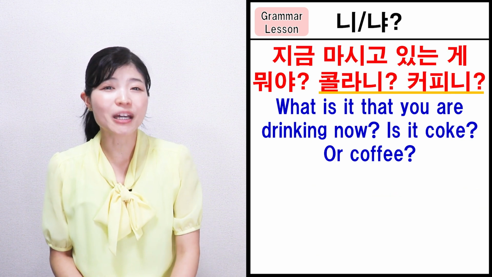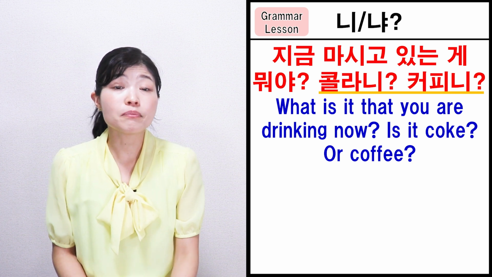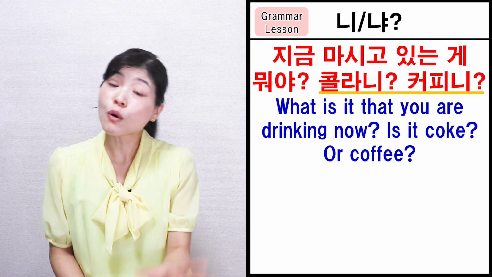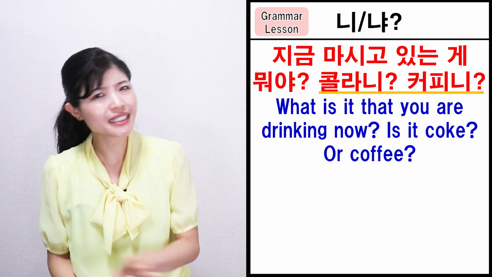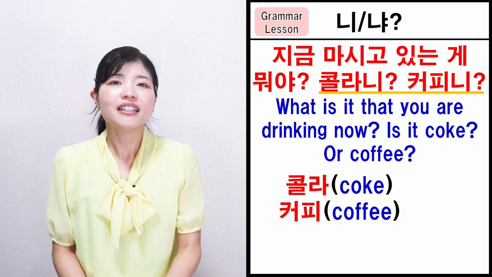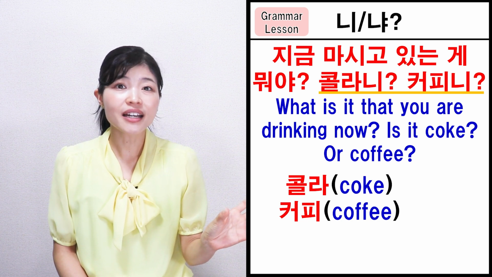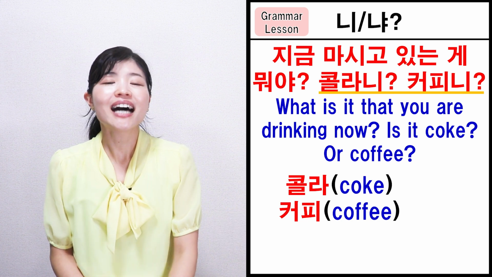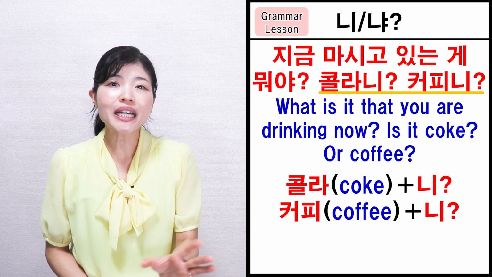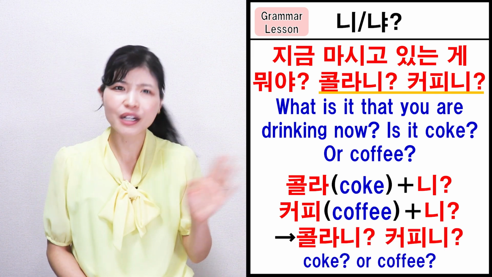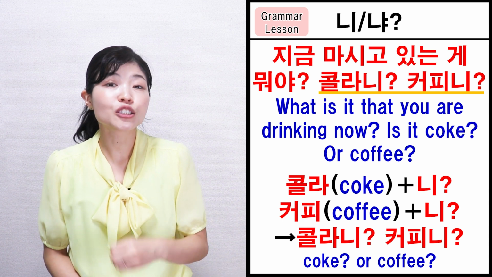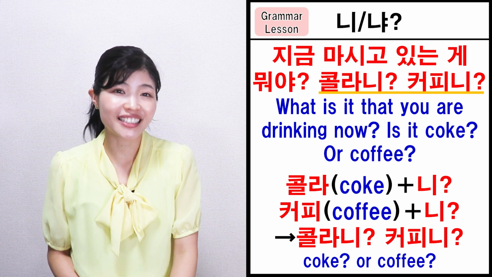Let's read the next sample sentence. 지금 마시고 있는 게 뭐야? 콜라니? 커피니? What is that you're drinking now? Is it Coke or coffee? Here, neither cola nor coffee has a final consonant. So you attach 니 to make 콜라니, 커피니, cola or coffee. Indeed, 니 adds warmth to the sound of the sentence.